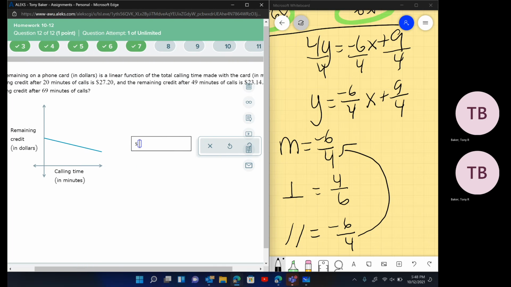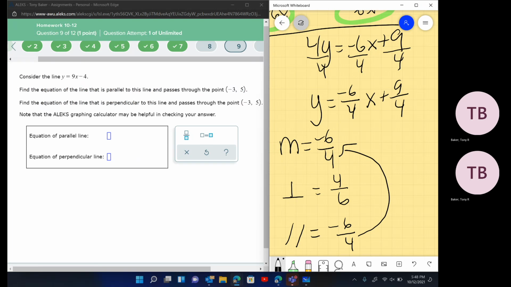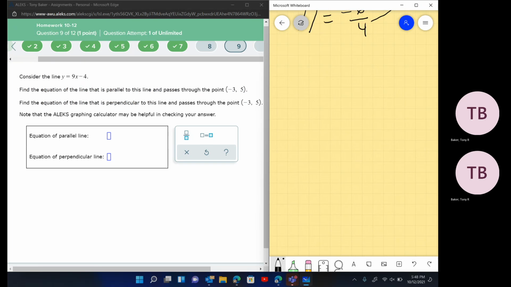That one we have to do. Okay, so I'm going to skip number 8 for a minute. Nope, we did not. All right, so this one.